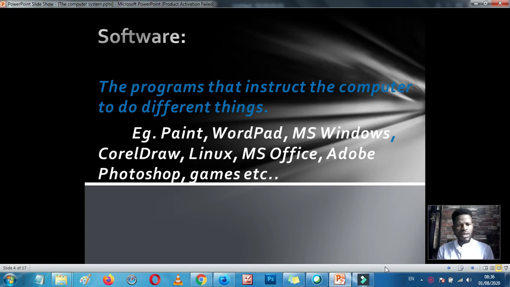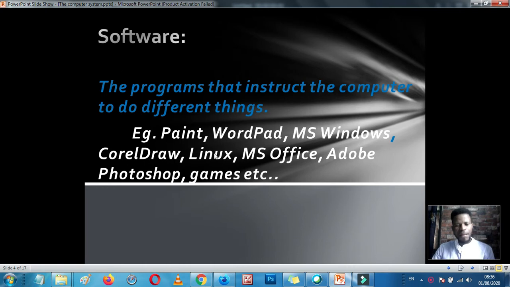Now let's talk about the second component of the computer, which is the word software. What is software? The programs that instruct the computer to do different things are called software.